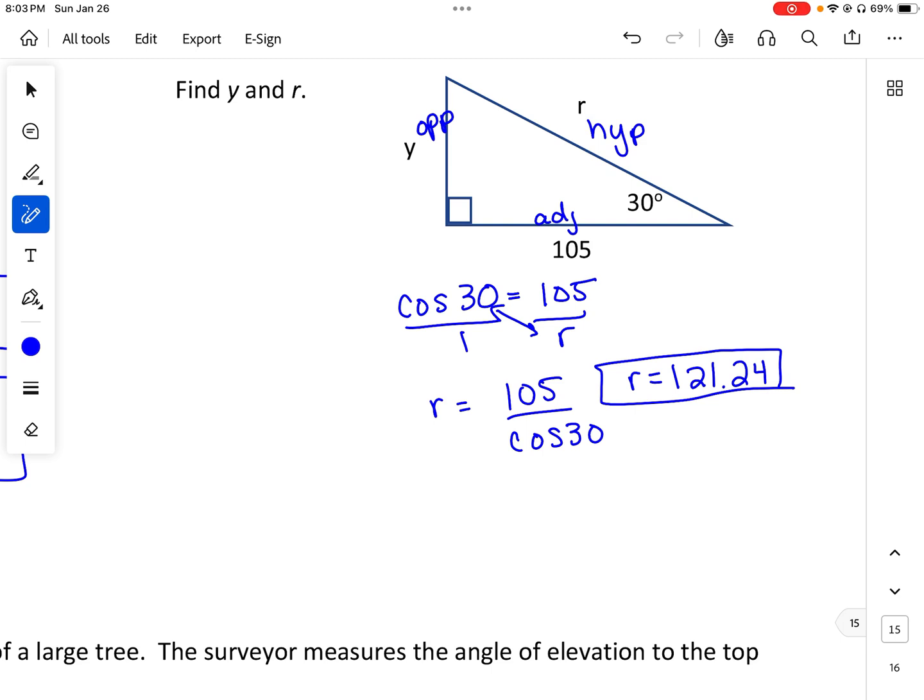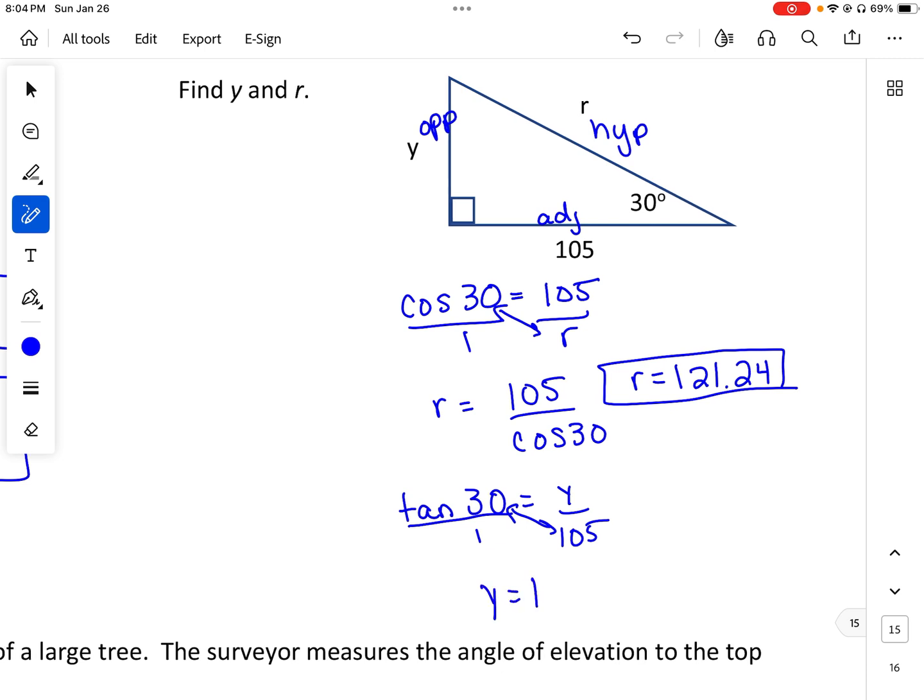I want to use the adjacent to find the opposite. That means I can use tan, because tan is opposite over adjacent. So tan of 30 equals y over 105. The same thing that we did a minute ago: we can put this over 1 and switch these around. So y is found by doing 105 times tan of 30. So 105 tan 30 gives 60.62. So y equals 60.62.